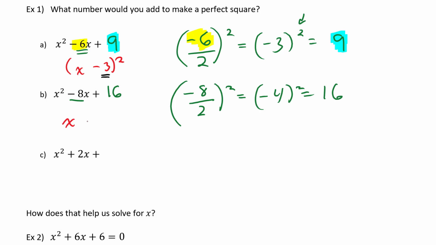I can now factor it. X, the value is going to be 4, but it's going to be negative 4. Why? Because that's a negative sign right there. Negative 4 plus negative 4 is negative 8, and negative 4 times negative 4 is positive 16.